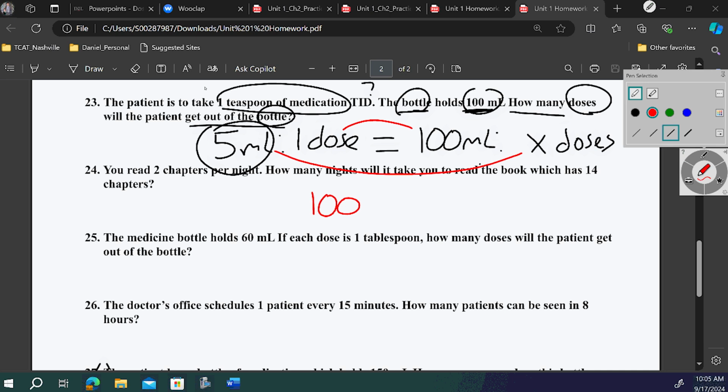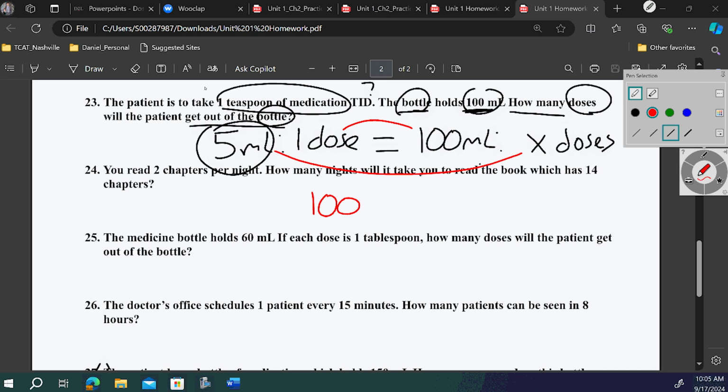No. Those are 3 doses a day. 3 times a day says I take 3 doses in that day. If I told you to take 1 tablet twice a day, how many tablets would you take in a day? 2. How many tablets would you take at 1 time, though? 1. That's your dose, 1 tablet. A dose is just what you take at 1 time. That's all a dose is. Do you see what I'm saying?